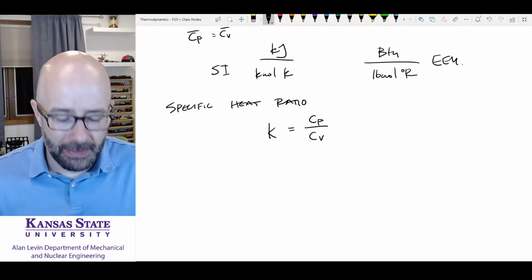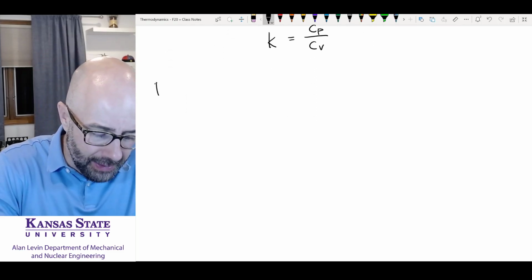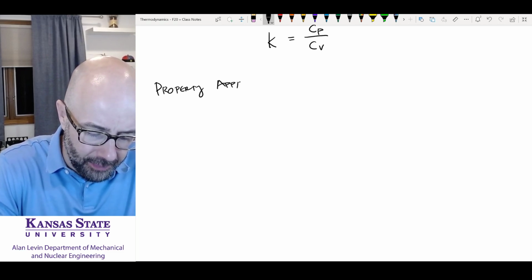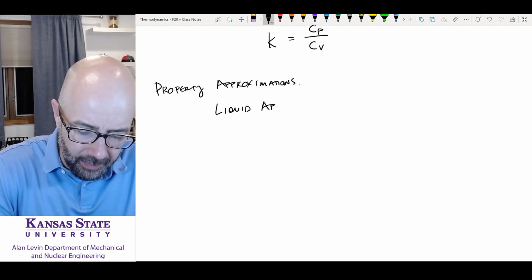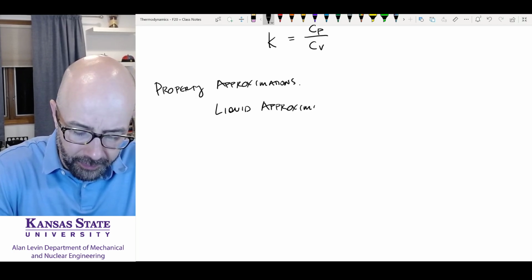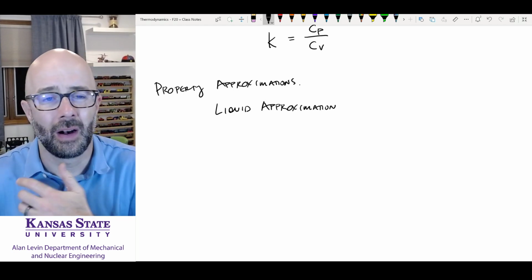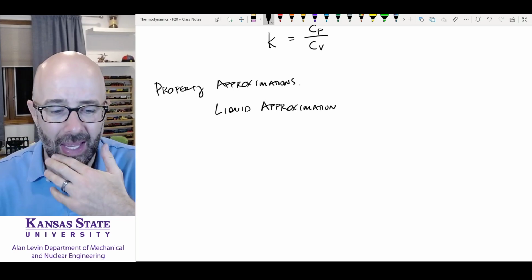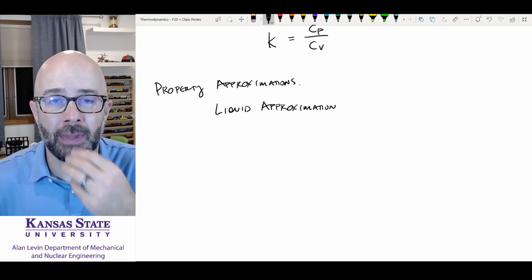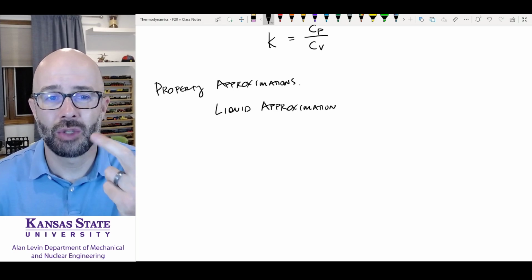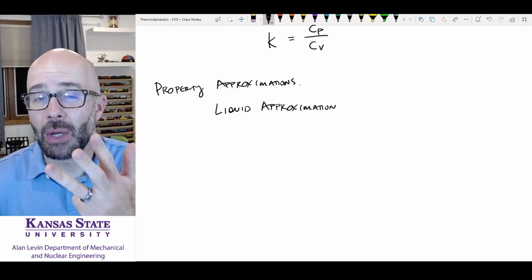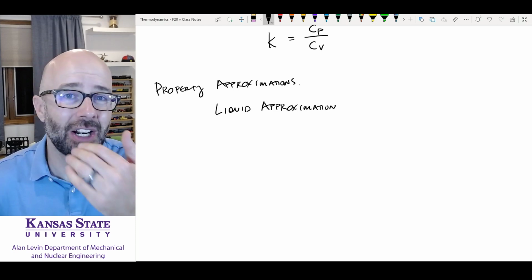Okay, so as far as property approximations go, you know some of these things already. We've talked about the liquid approximation. We know that when we are looking at substances that are a liquid, we don't have a table for a liquid for R134A, R22, ammonia, and propane. And the table that we do have for water is for when the pressure is very, very high.